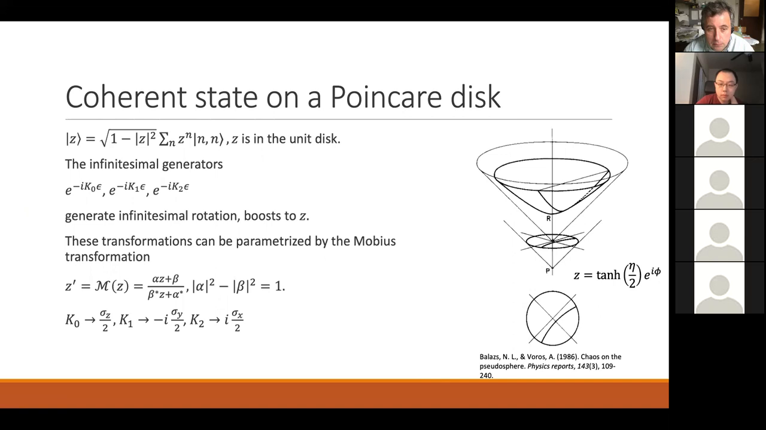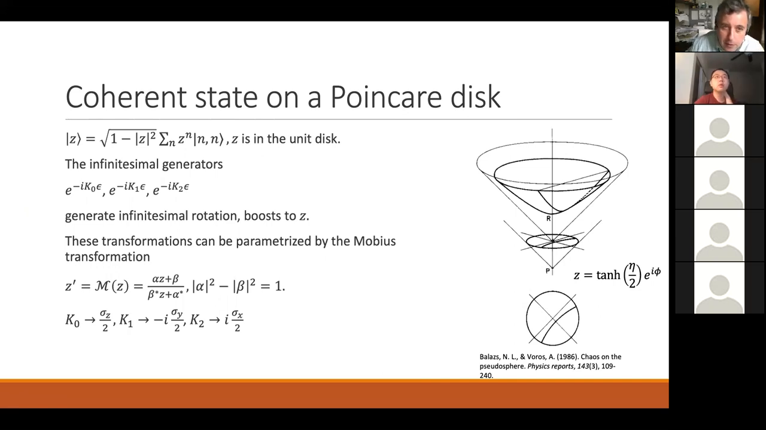Then what remains is simply a two-dimensional parameter space, this so-called Poincaré disk. I don't know whether or not we have answered the question, but it is directly related to your question: the generator of this U1 is precisely K0.